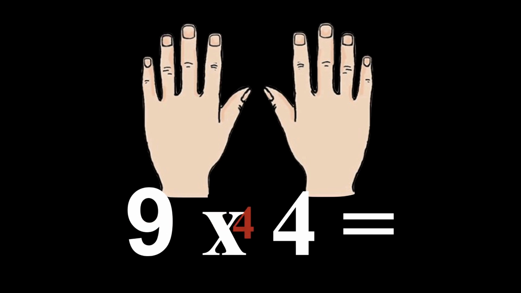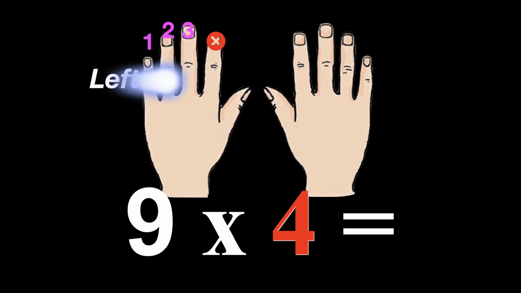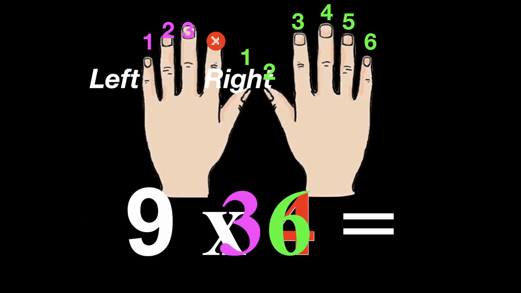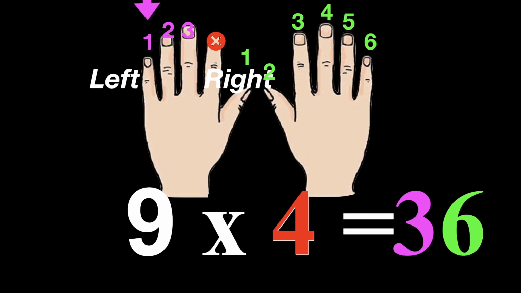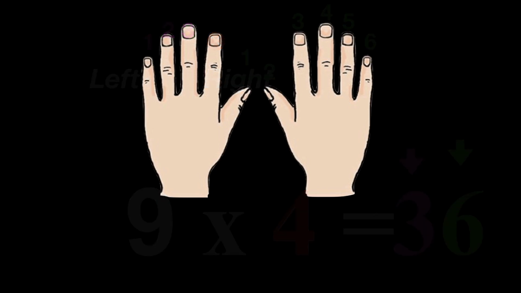9 times 4. So from the left, thank you, Wally, bend your fourth finger. We're seeing 3 on the left, and it looks like 6 on the right for 36. Remember, we get our 3 and our 6 for 36, meaning the numbers of fingers to the left side and to the right side of the bent finger.